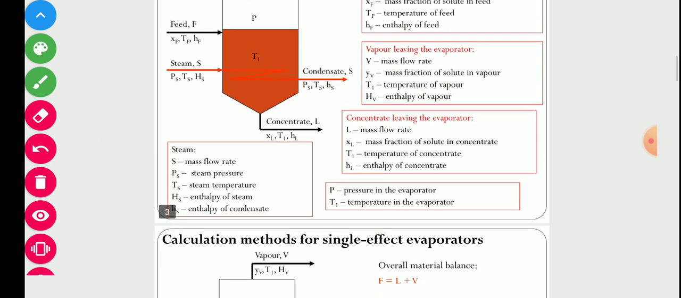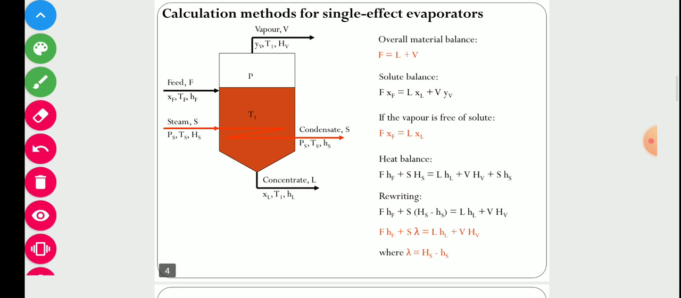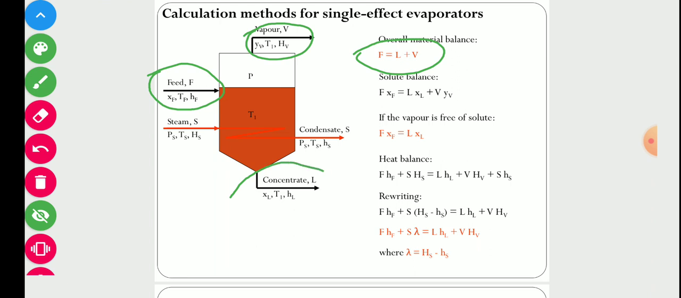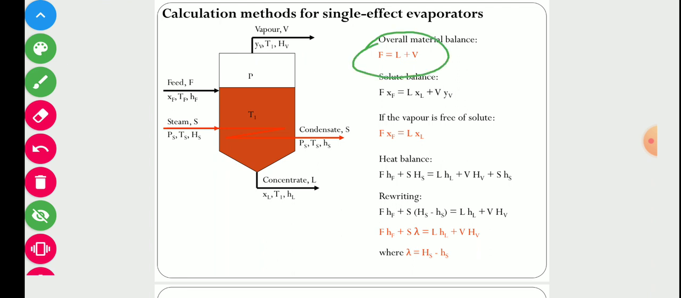Now if we apply mass and energy balance, first of all we will apply the material balance. If we apply the material balance on the feed, then the amount of feed in will be equal to the amount of vapor out plus the amount of concentrate out, because we give feed to the evaporator. Out of the total feed, some amount gets converted into vapor, and the remaining amount comes out as concentrate. So the total feed will be equal to the total vapor phase plus concentrate.